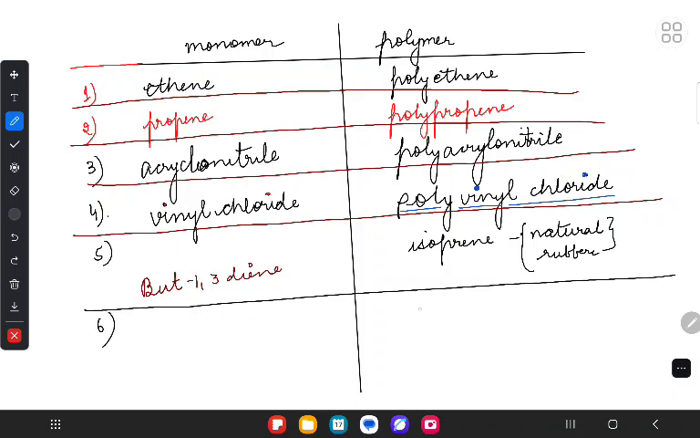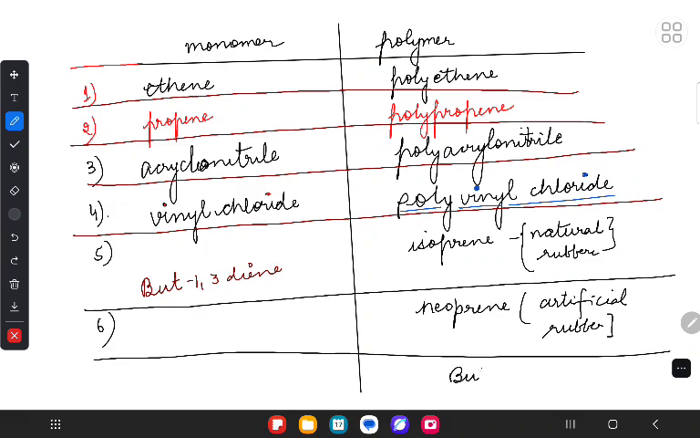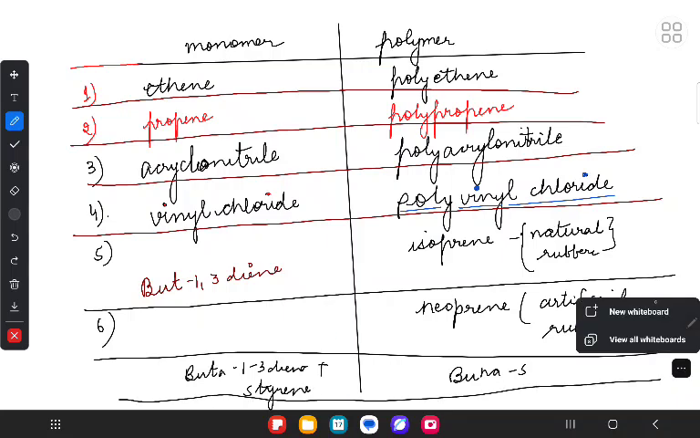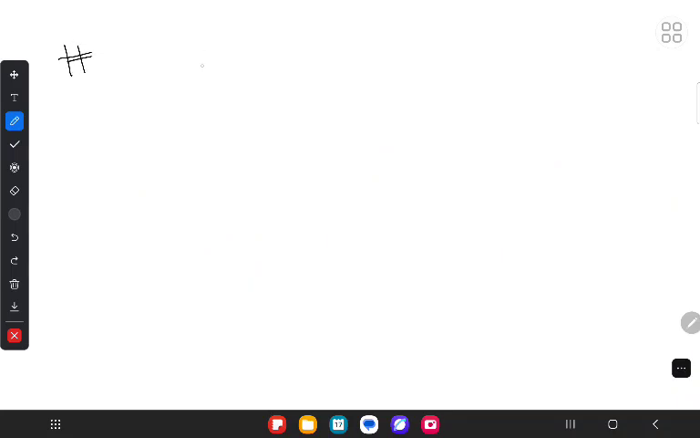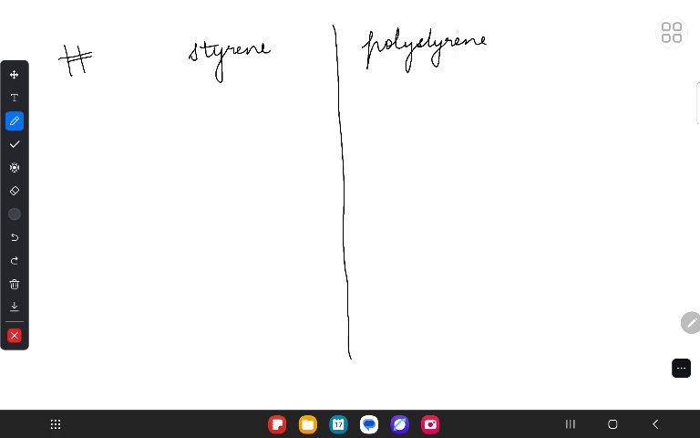Next, what do we have? Here we're going to have neoprene. Neoprene is my artificial rubber. Then for the monomer I'm going to write down Buna-S. What is it? Buta-1,3-diene plus styrene. Then we have styrene, and from styrene we get polystyrene. All right.